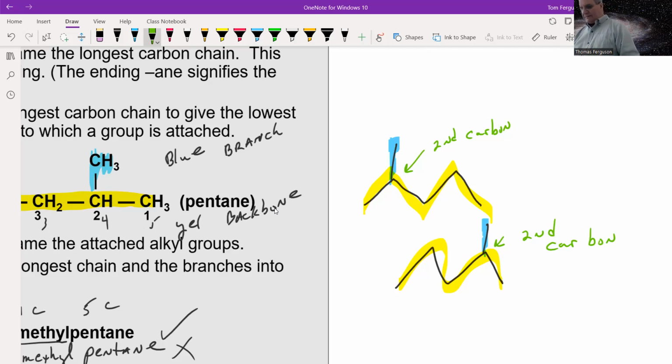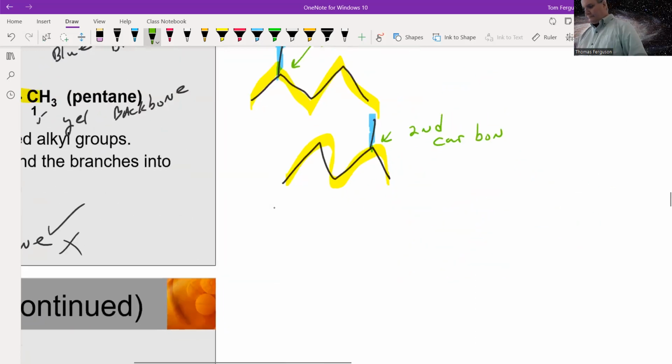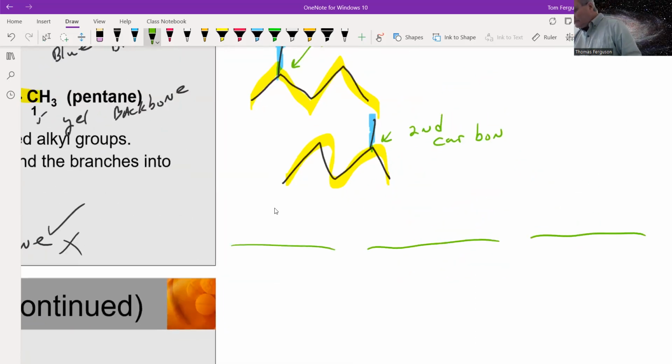So let's name these, okay? So you've got a branch on carbon number 2. It's going to be 1, 2, 3, 4, 5. So the backbone is 5. The branch or the functional group is an alkane, so it's just an E. And we have a branch on carbon number 2. So that's 2-methylpentane.